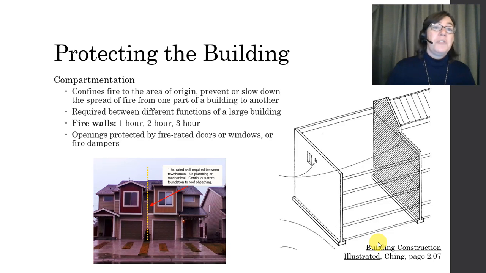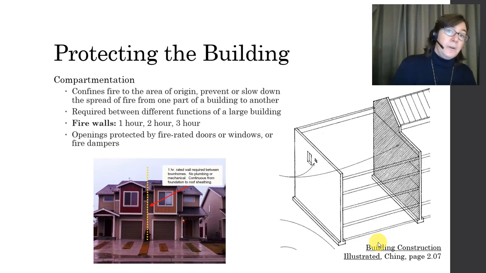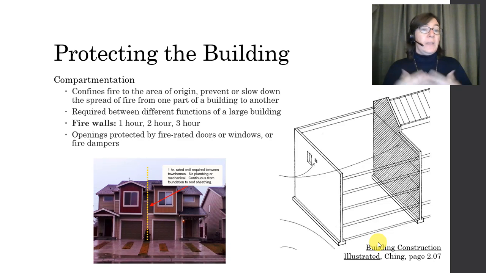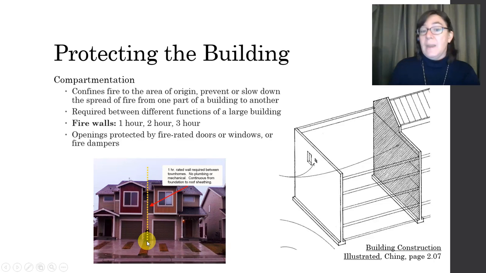Compartmentation is the other major way that we protect the structure of our building and is part of the passive fire protection systems. And what this does is it confines the fire to one particular area, and it prevents or maybe just slows down the spread of fire from one part of the building to another. Compartmentation is required in between different functions of a large building and specifically in between individual buildings. And we see that in here. We've got two townhomes, and they're required to have a 1-hour fire-rated wall in between them.